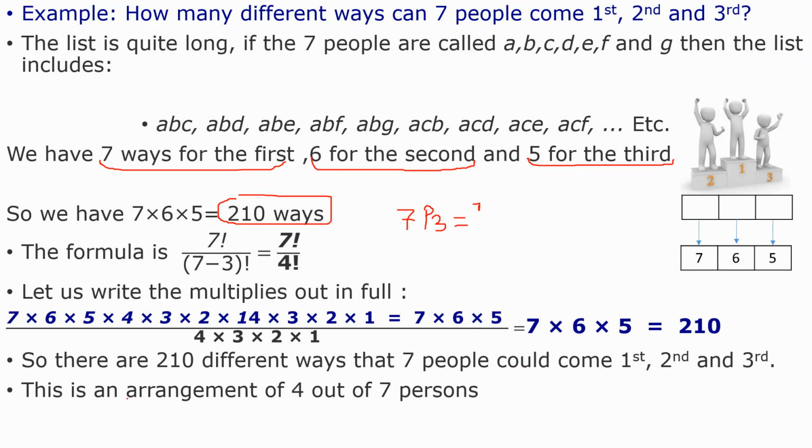This we call an arrangement. Not 4 out of 7, 3 out of 7. Okay, we call it an arrangement of 3 out of 7 persons.